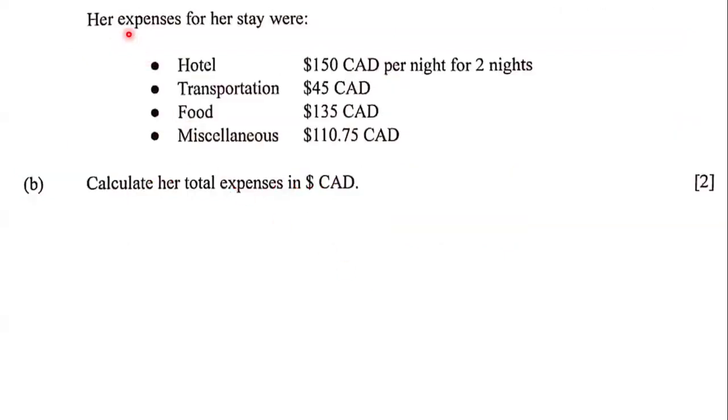Next, it says her expenses for her stay were hotel, 150 Canadian dollars per night for 2 nights, transportation, $45 Canadian CAD, 45 CAD. Her food was 135 CAD, and miscellaneous is $110.75 CAD. Calculate her total expenses in Canadian dollars.